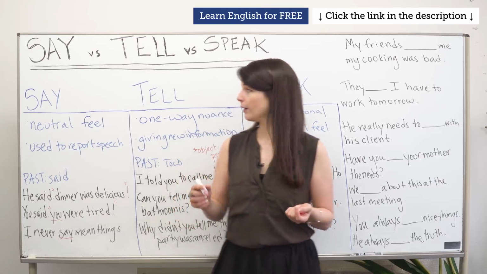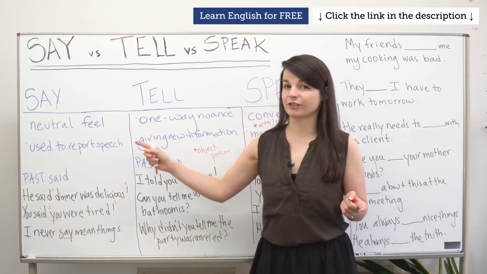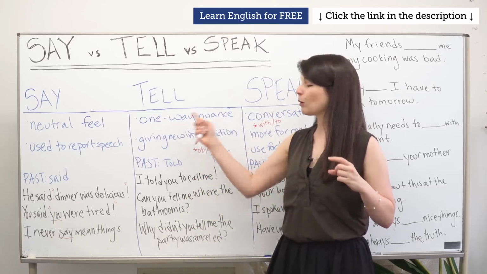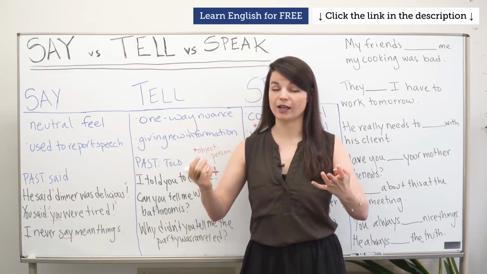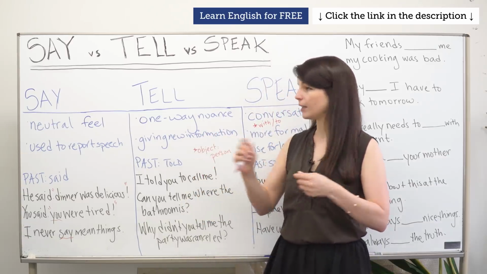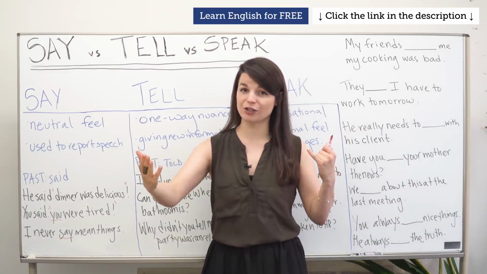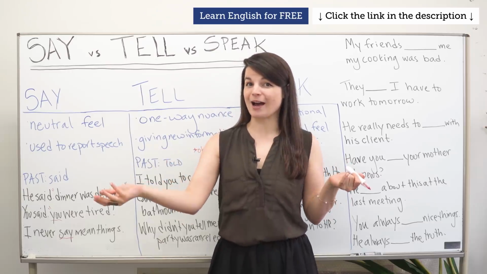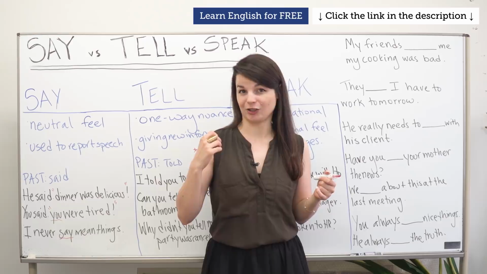Then let's talk about how to use tell. We use tell a little bit differently from the way that we use say. We use tell when we want to show kind of a one-way nuance. There's sort of one-way communication happening. By that I mean that someone is passing new information to another person. Something I do not already know, someone is going to tell me new information.